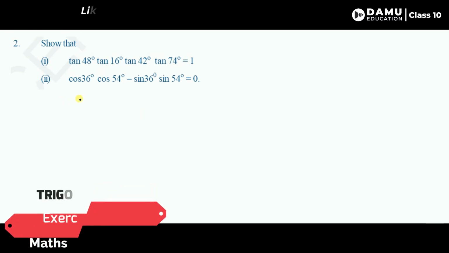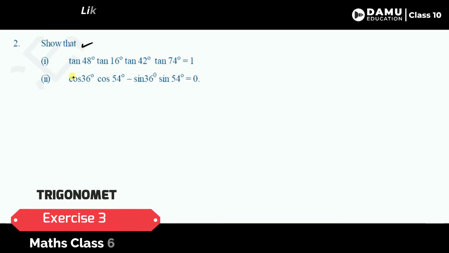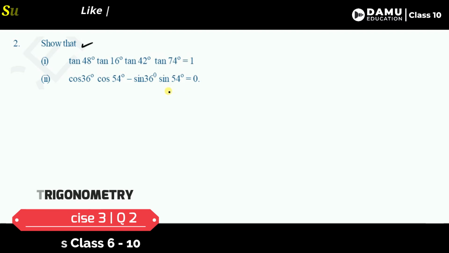In this session, we are going to discuss our second question: tan 48 degrees, tan 16 degrees, tan 42 degrees, tan 74 degrees equals 1. Here, by looking at it, you can see which combinations will give 90 degrees. That is complementary angles: if the sum of any two angles is 90 degrees, they are complementary angles.